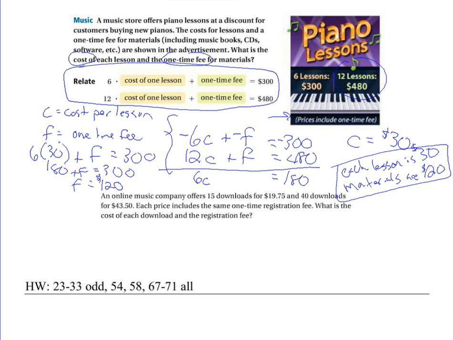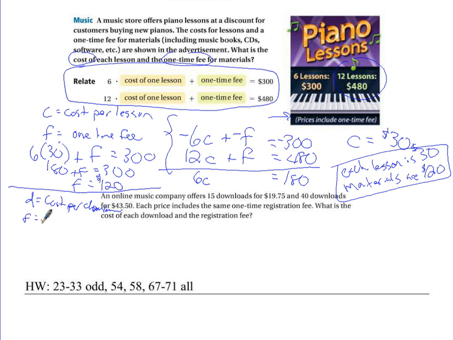How much is a download? 95 cents, and the one-time fee? $5.50. If you didn't get that, you did something wrong. It's okay. What's the first thing we want to do here? Define the variables. So what did you pick? D equals the cost per download. That list says download. And then what's your other variable?